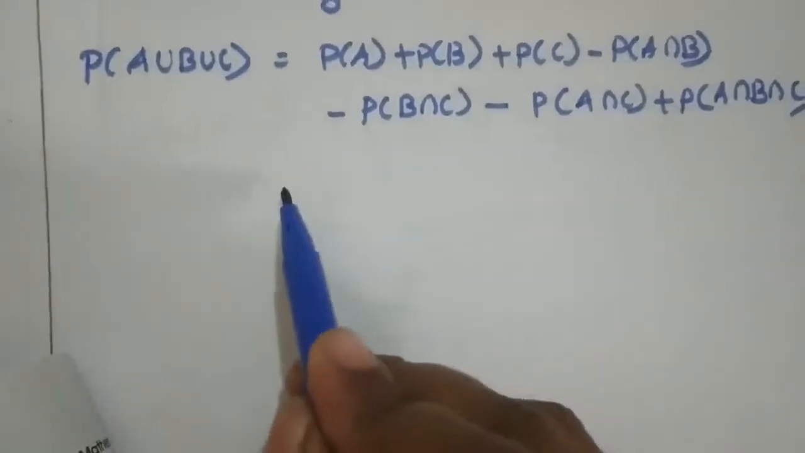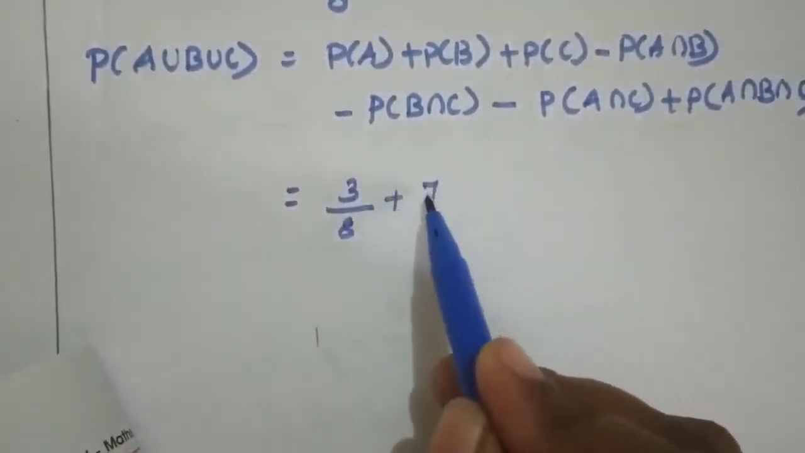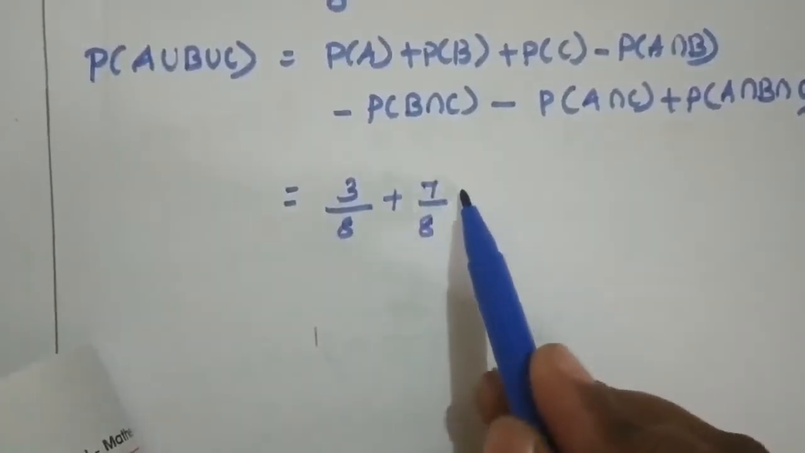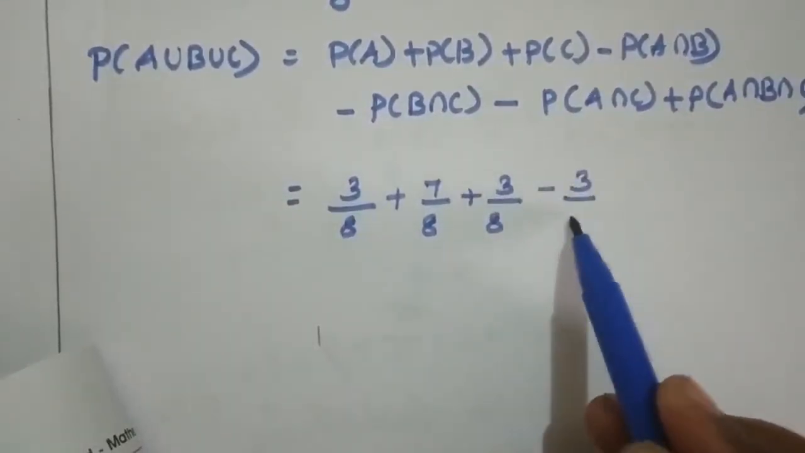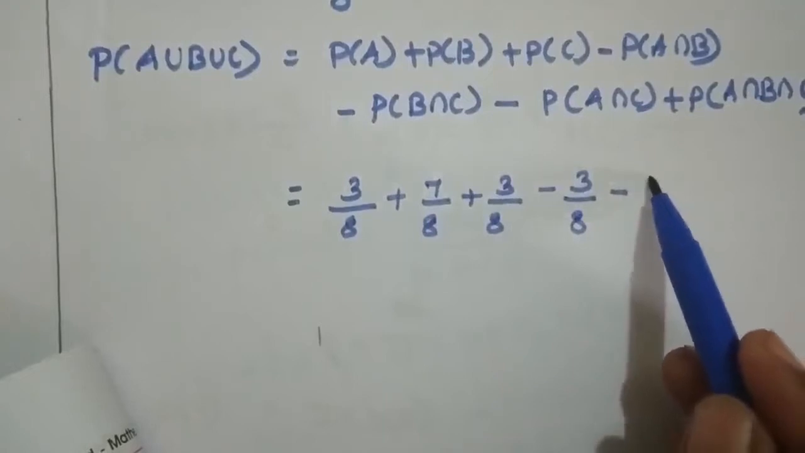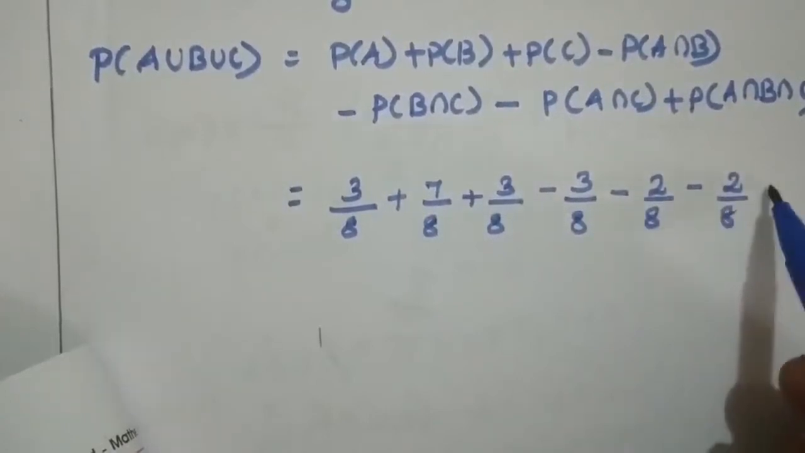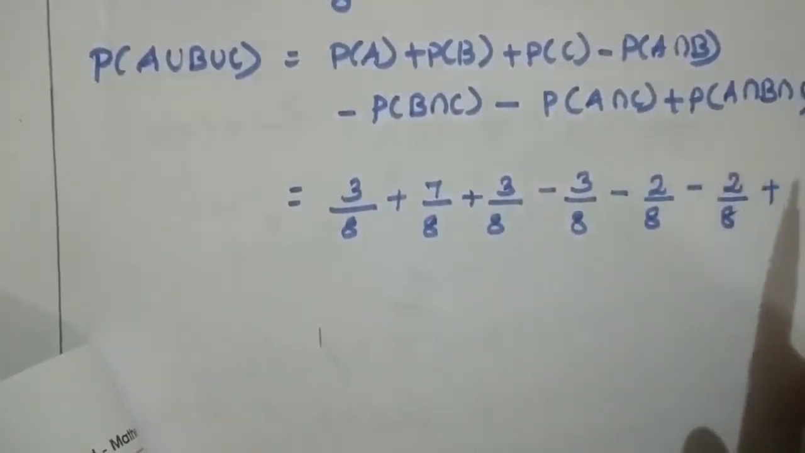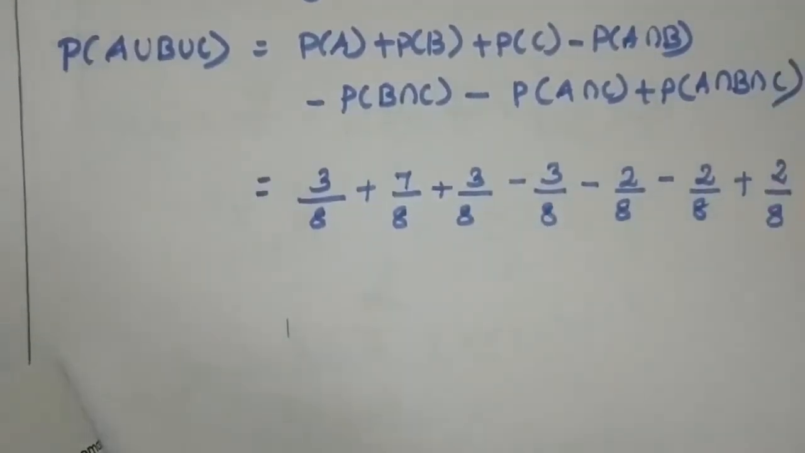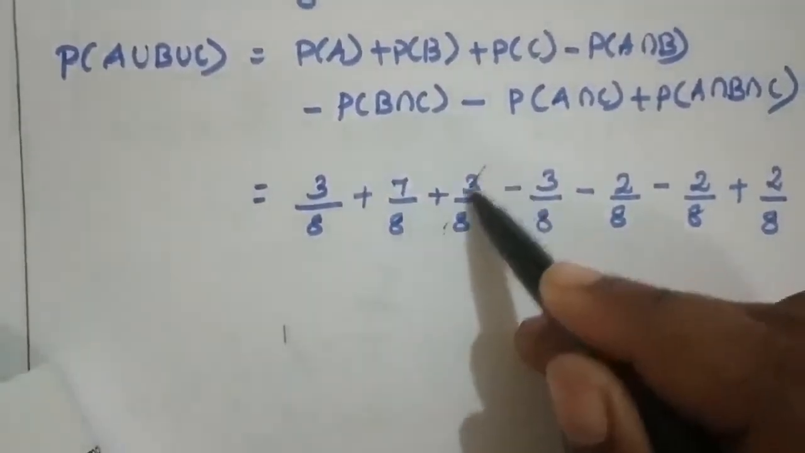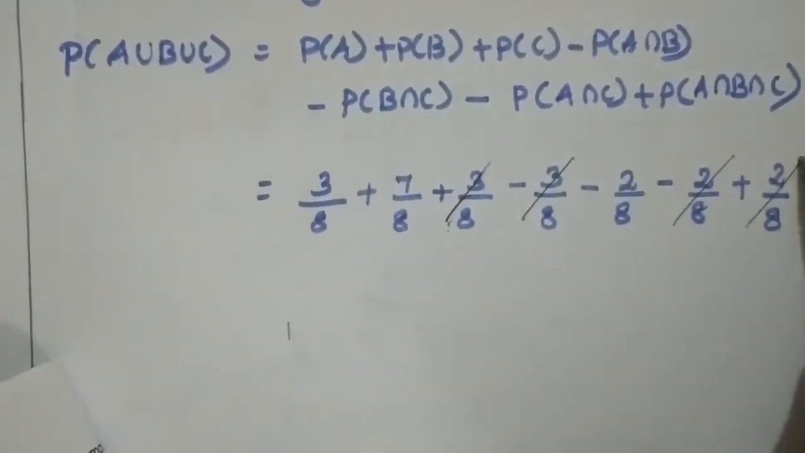Let us substitute the values here. That is P of A is 3 by 8 plus P of B is 7 by 8 and P of C is 3 by 8 minus A intersection B is 3 by 8, B intersection C is 2 by 8 and A intersection C is again 2 by 8 plus the last one is A intersection B intersection C is 2 by 8. Here we can cancel this plus 3 by 8 and minus 3 by 8. Here minus 2 by 8 and plus 2 by 8.